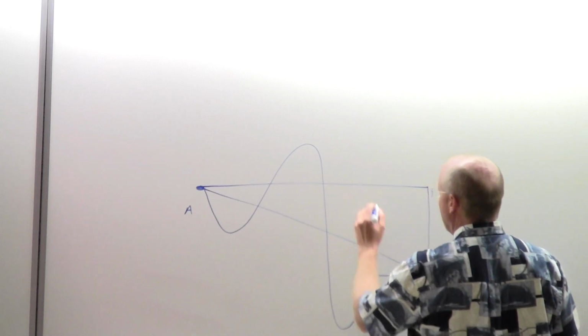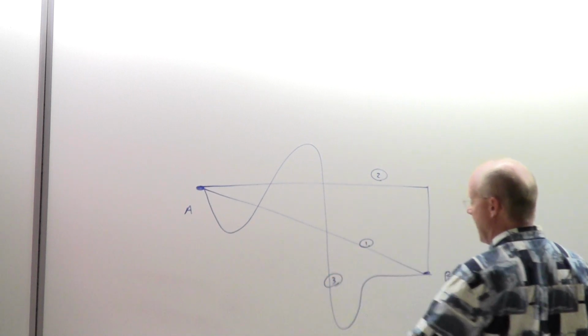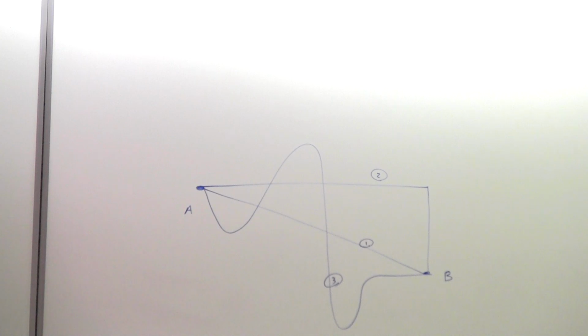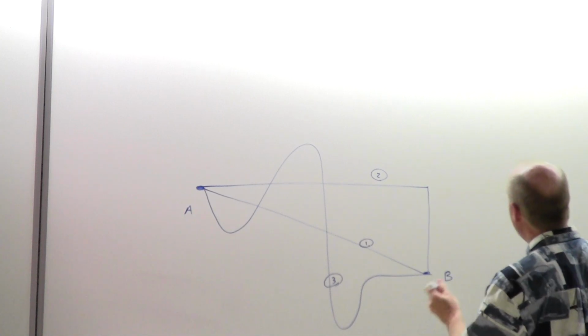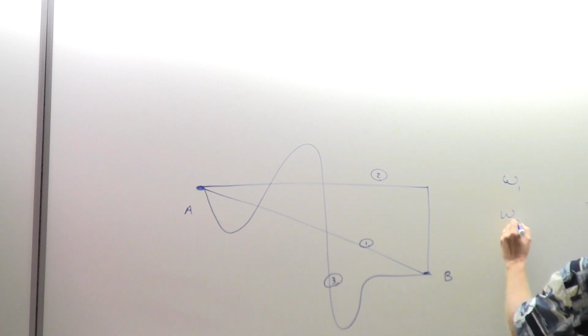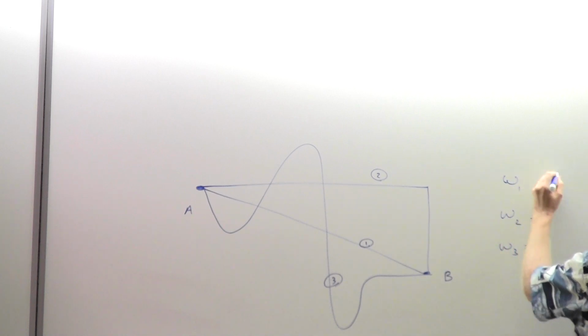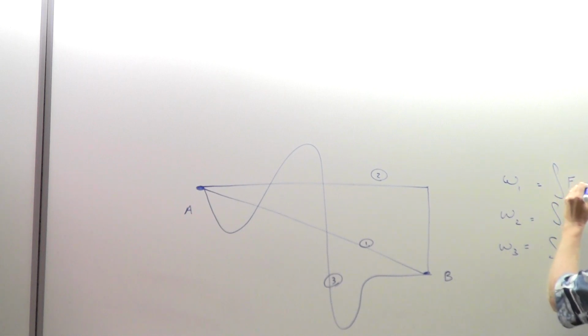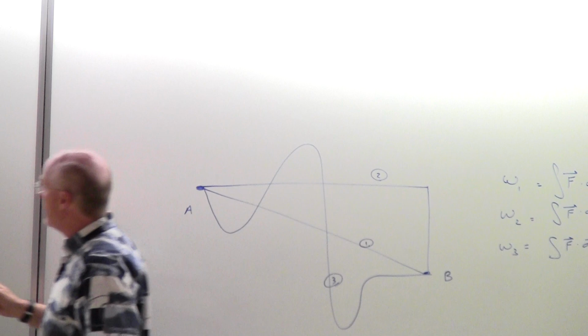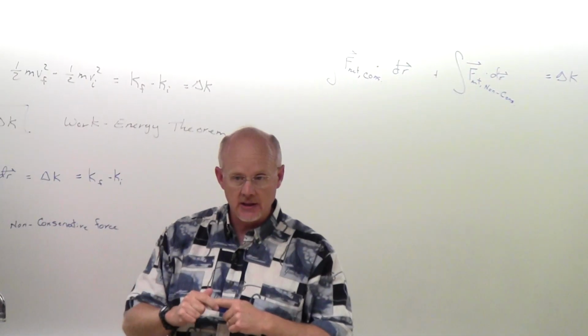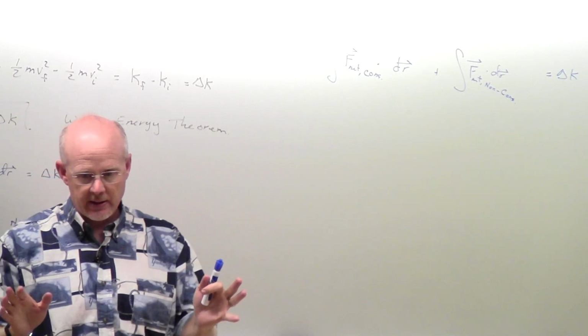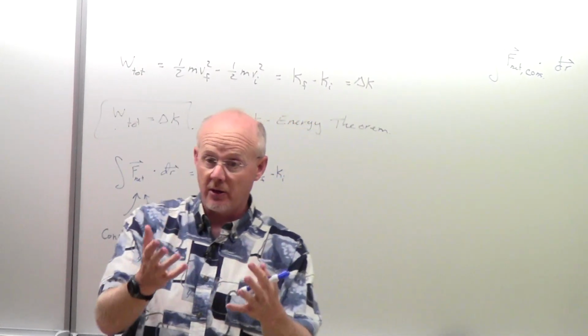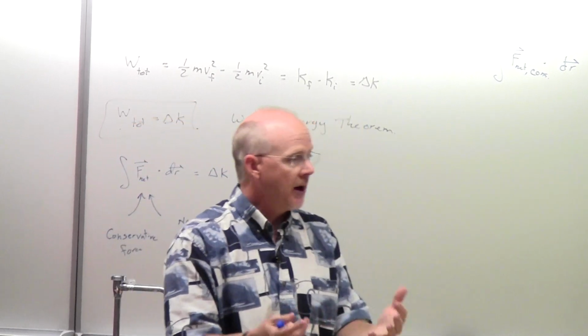And so if I call this first one path 1, the second one path 2, and the third one path 3, then each of these works, work 1, work 2, work 3, would have to be some kind of integral where we would have to pay attention to the path. However, what is meant by path independence here, right here, for a conservative force is it doesn't matter which path you go on. If it's conservative, you're going to get the same amount of work. All right, why do we care about that?